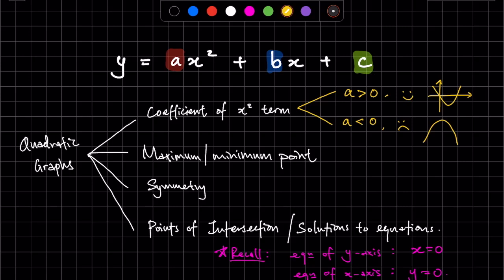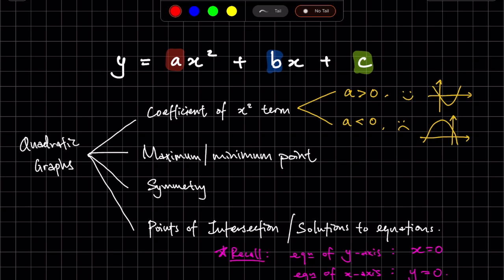Maybe I'll just draw the axis anywhere. The axis can be anywhere depending on your quadratic function; it depends on all these coefficients. But the main idea that we need to know is that when the coefficient of the x squared term is positive versus negative, we have smiley and sad face curves. Why is this so important?